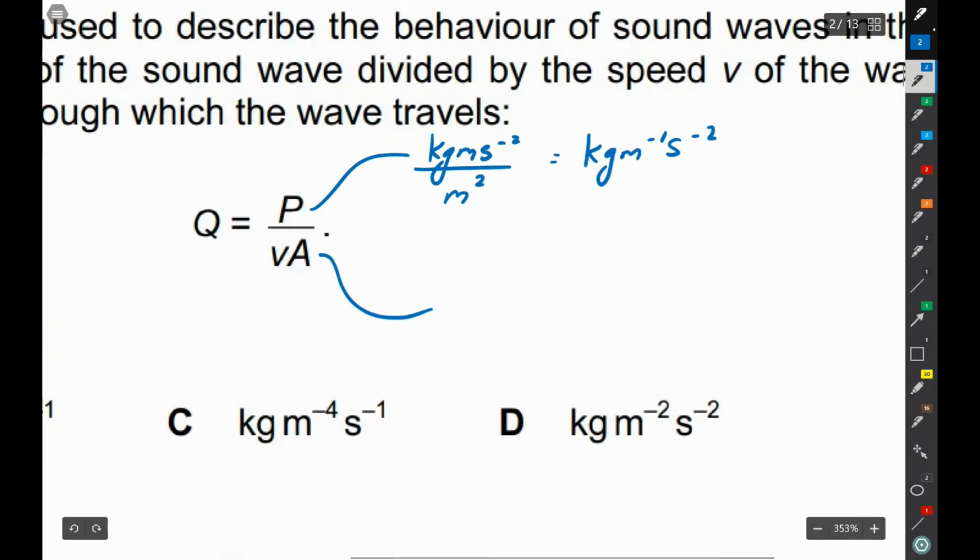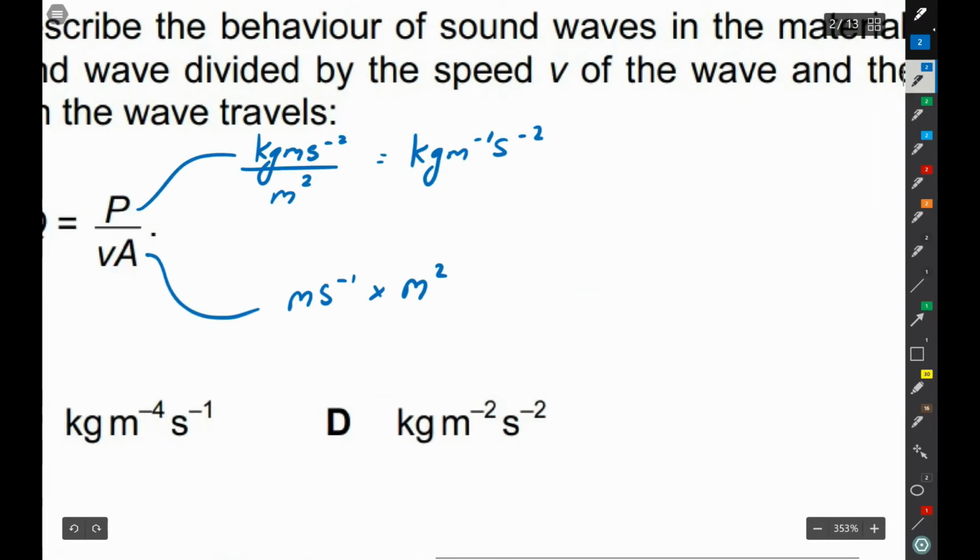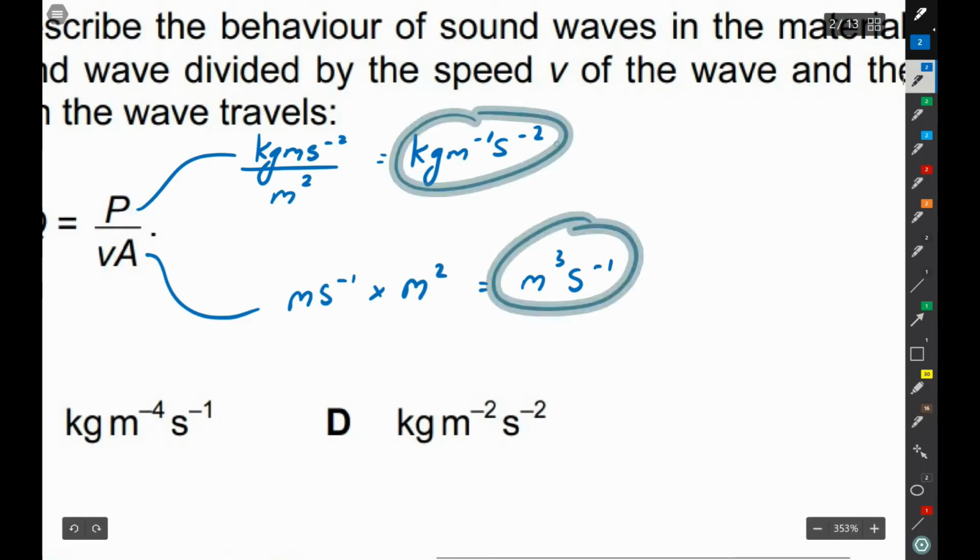Now VA के यूनिट्स हम साथ डिराइव करेंगे. V is sound. ठीक है, साउंड के यूनिट्स होते हैं m s minus 1 and this is multiplied by area. एरिया के यूनिट्स होते हैं मीटर स्क्वायर, so this is gonna become m3 s minus 1. ठीक है, और ये आपस में डिवाइड हो रहे हैं, तो इनको आपस में हम डिवाइड कर देंगे.